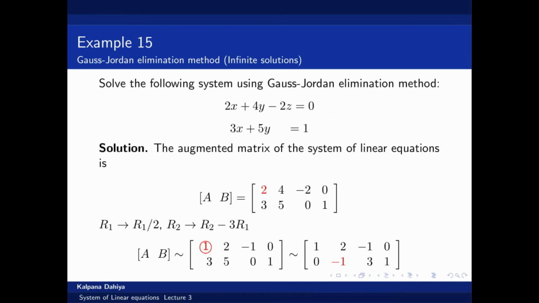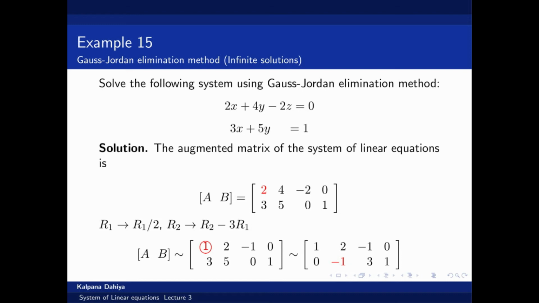Consider this problem. We solve this again by the Gauss-Jordan elimination method, but the system has infinite solutions. So let's start with the problem. We have a system of 2 equations in 3 variables x, y and z. Here the first equation is 2x plus 4y minus 2z equal to 0, and the second equation is 3x plus 5y equal to 1. Corresponding to this system, we have the following augmented matrix represented as AB.